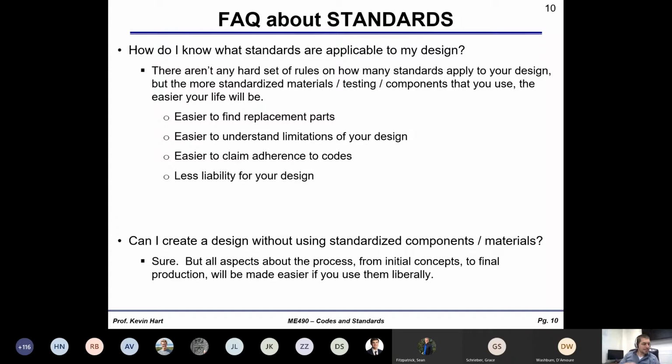So my question there then is, can I create a design without using standardized components and materials? Well, yes, you could, but why would you want to do that? Like, why would you use some random non-standardized part when you could just use a standard thing, right? Let's say I want to build something, and my design is going to be unique, because I'm a unique flower. And so instead of quarter-20 bolts, I'm going to use quarter-19 bolts because I said so.